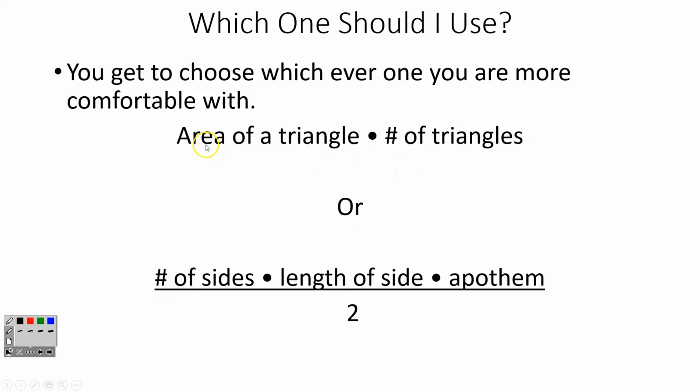So again, you can do the area of a triangle and then multiply it by the number of triangles. Or you can do the number of sides times the length of a side times the apothem divided by 2. The most common mistake people make with this formula is forgetting to multiply by the number of sides, or forgetting to divide by 2. So we're going to get some practice with those today.